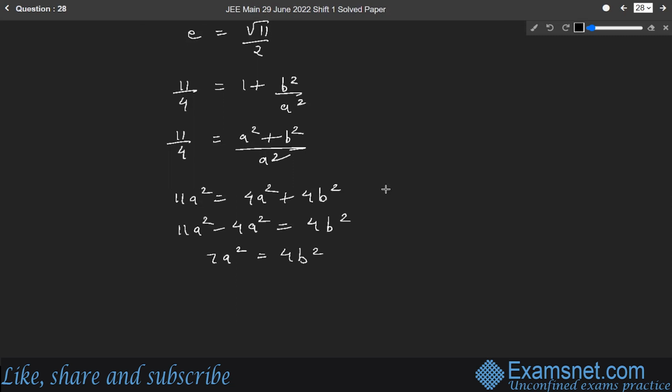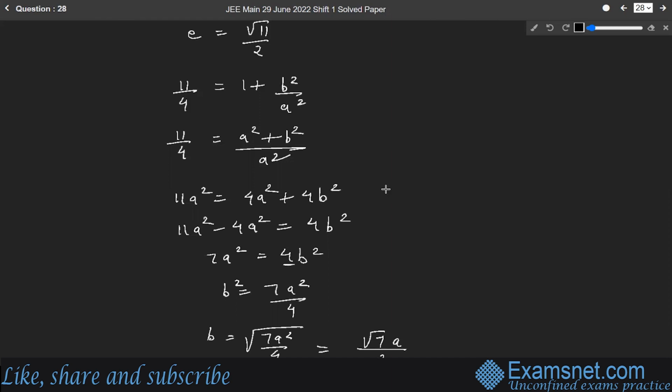From here we can get the value of b square. b square will be equal to 7a square upon 4. All right, when this 4 goes to the left hand side, it will be in the divide form. So now we have the value for b square. Let us find the value of b here. If b square is 7a square upon 4, then b will be equal to under root of 7a square upon 4, right? So b will be equal to root 7 into a by 2. This is the value of b.